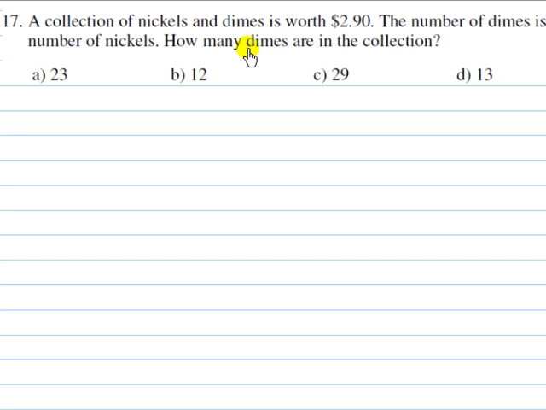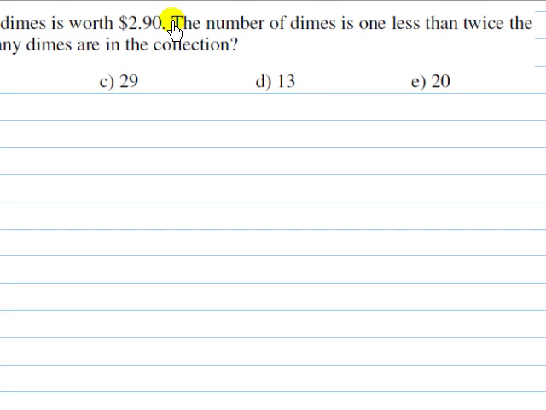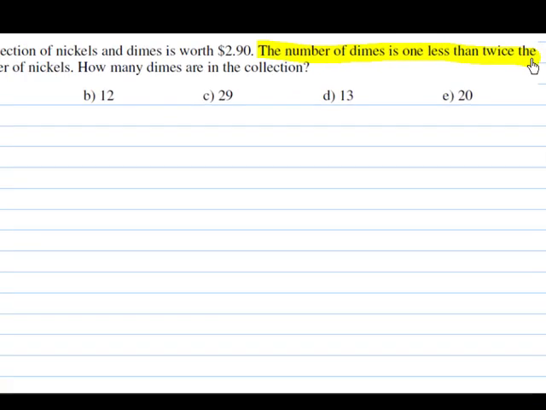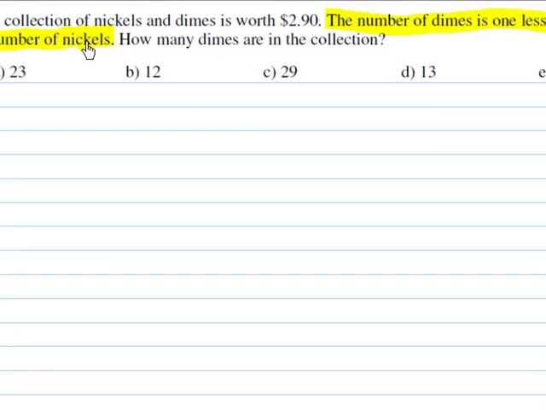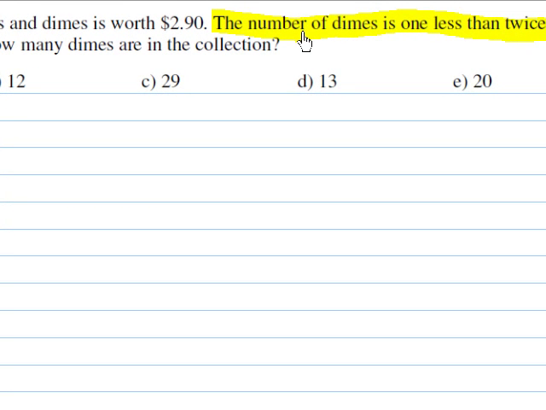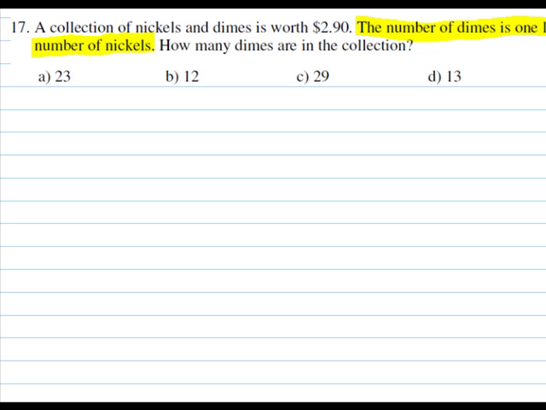Well, the unknown is the number of dimes, so it's kind of natural to think to call this x. However, reading this crucial sentence here, the number of dimes is one less than twice the number of nickels, we see that the number of dimes actually depends on the number of nickels. By that I mean, if we know the number of nickels, using this yellow sentence, we can find the number of dimes. So it is more logical to introduce a variable x for the number of nickels than use this yellow sentence to have an expression for the number of dimes.